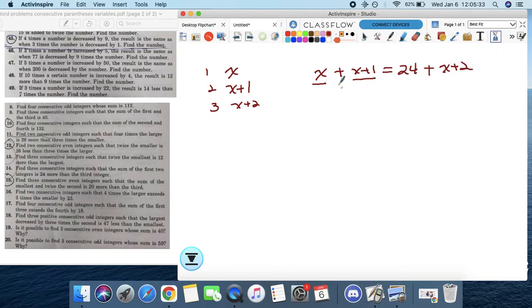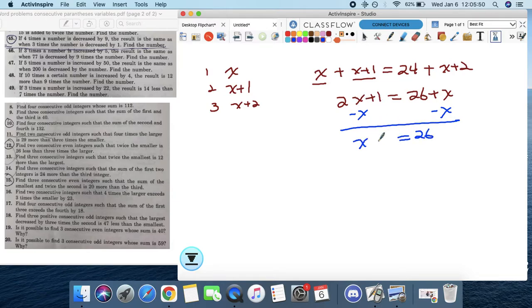That's it. Combine like terms, we get 2x plus 1. Over here, I'm going to combine 24 and 2, which gives me 26 plus x. Variables on both sides, get rid of the small one. Just makes life easier. And we get 26, 2x minus x is x, plus 1 comes down. Subtract 1 from each side, and x equals 25. So the first number is 25, the second number is 26, the third number is 27.